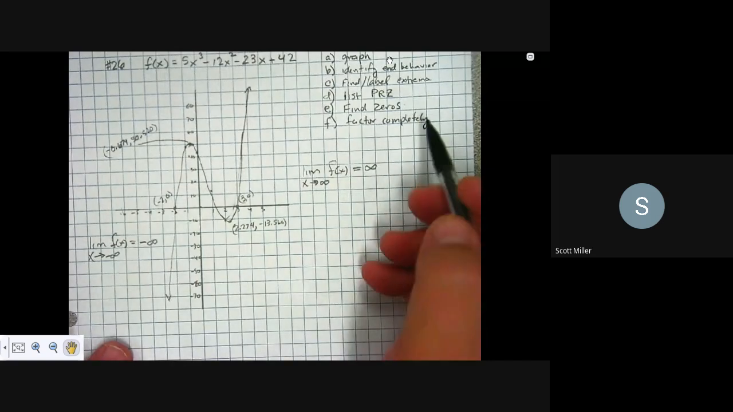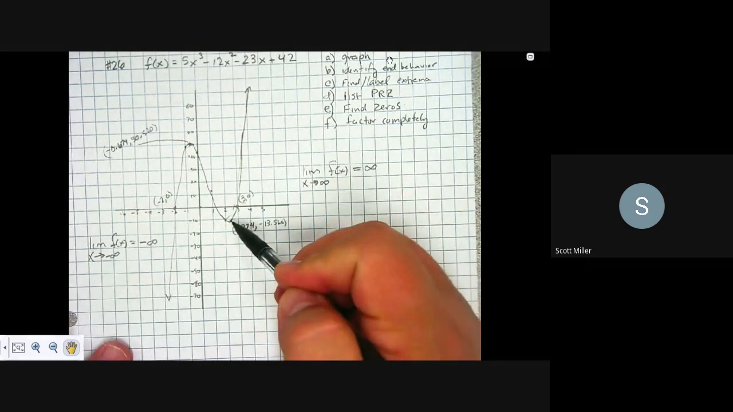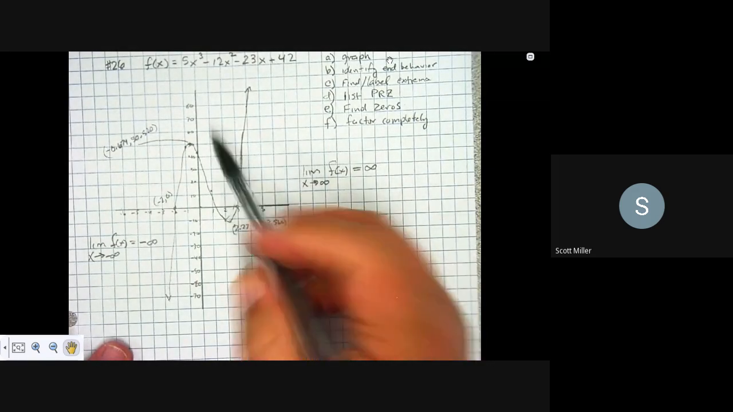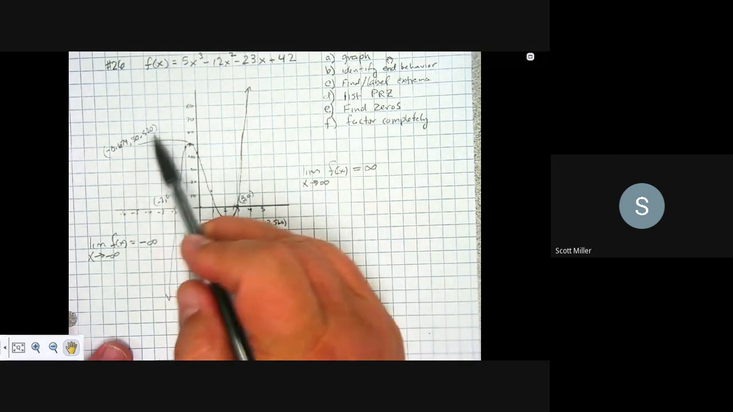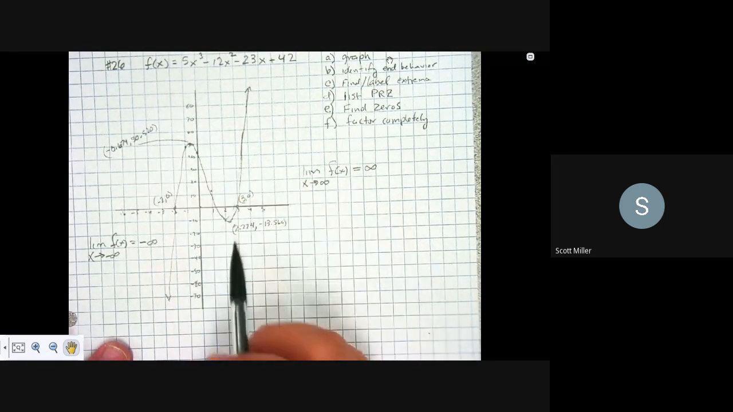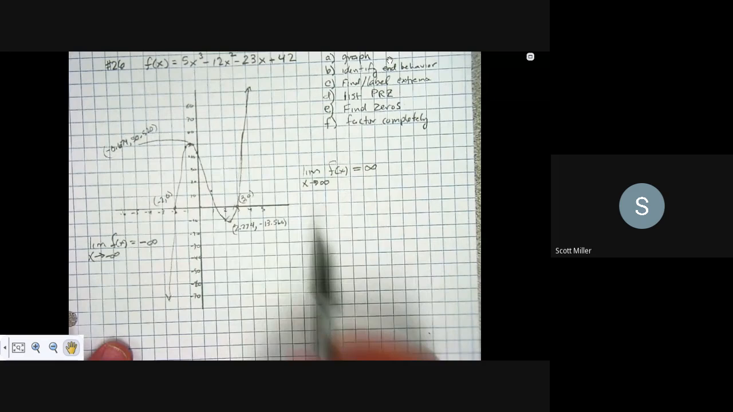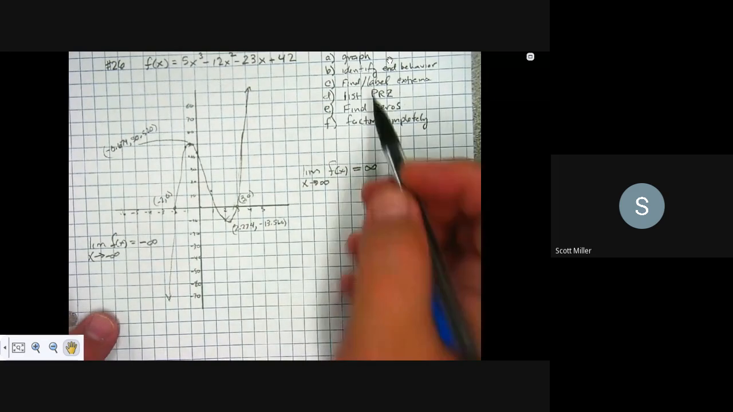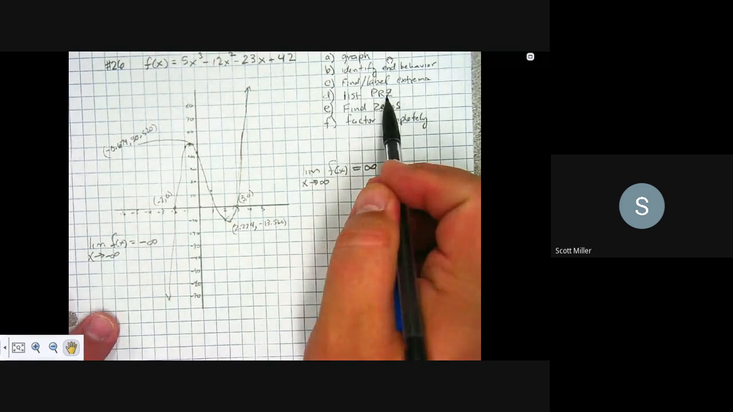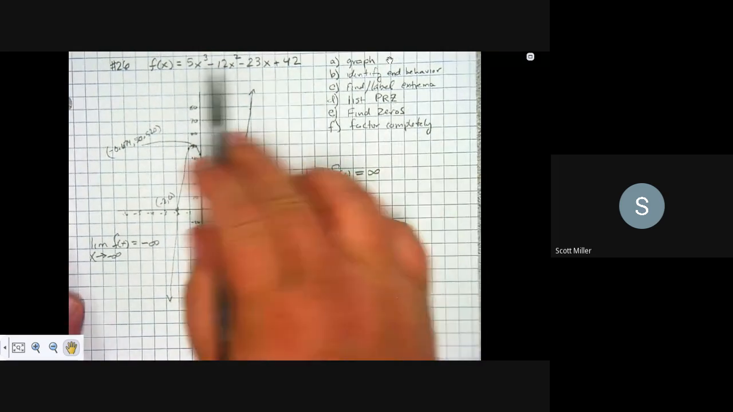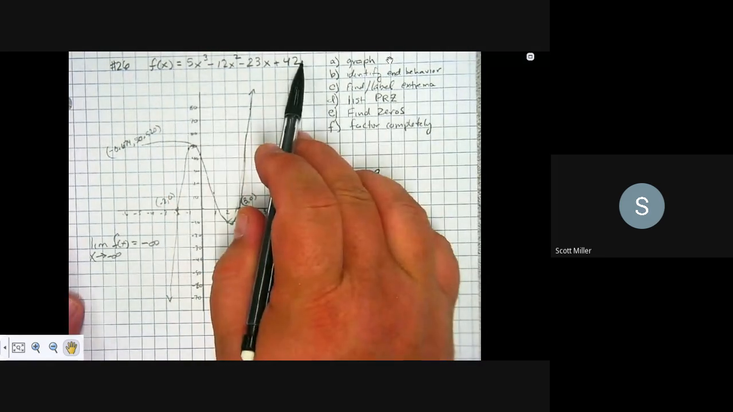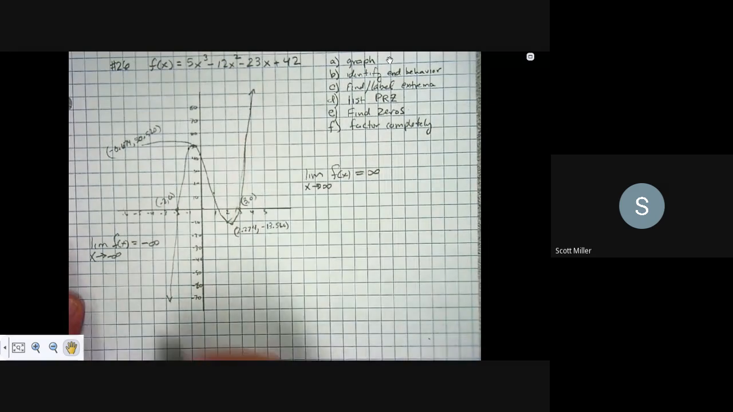Find and label the extrema. On the calculator, we went through and found the relative minimum and the relative maximum, and labeled them to 3 decimal places. Label it to 3 decimal places, please. Okay, the next one is, what is the list, our PRZ? For that, I need the factors of 5 and 42. And here's how I do that.